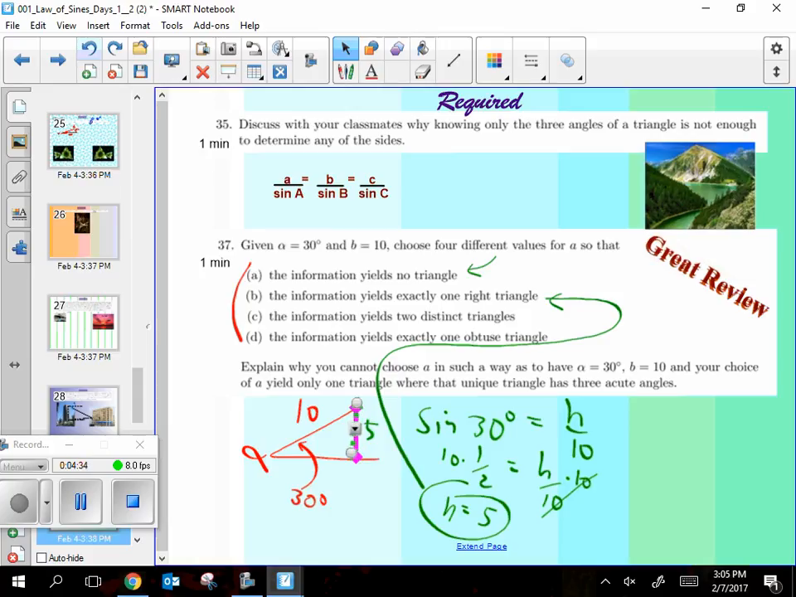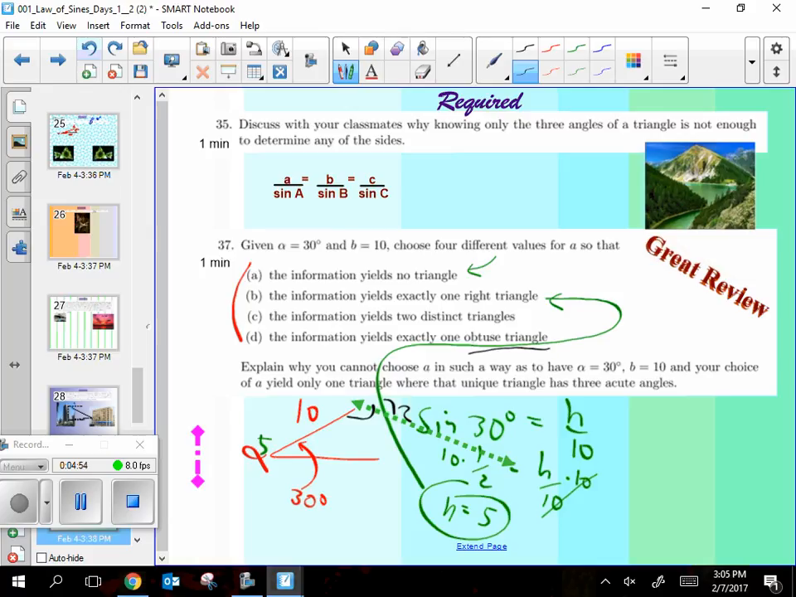That's where it gets bigger than 10. Because if it's bigger than 10, then you'd have to swing it way over here, and you wouldn't have this pink one here anymore. And then if this is bigger than 10, like let's say it's 12, now that's an obtuse angle, and therefore it's an obtuse triangle. So if it gets bigger than this side here, that's the case.